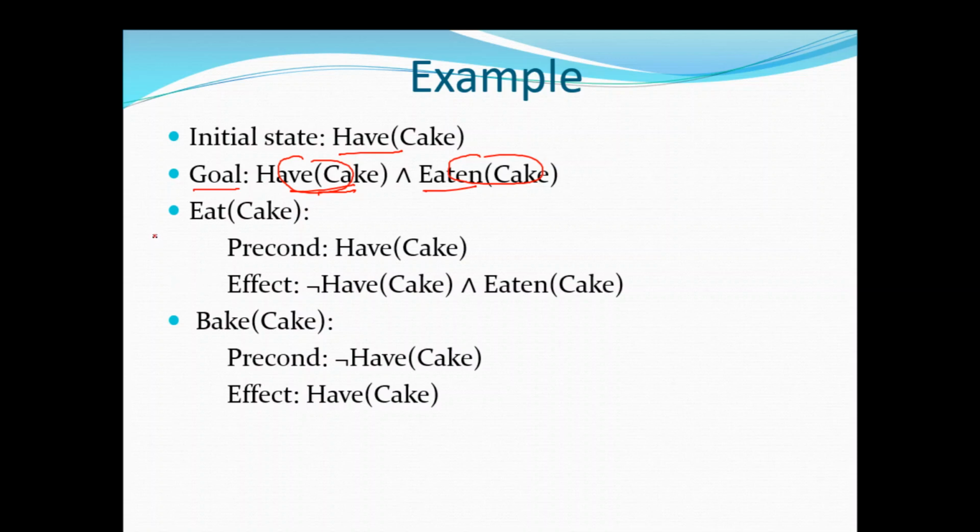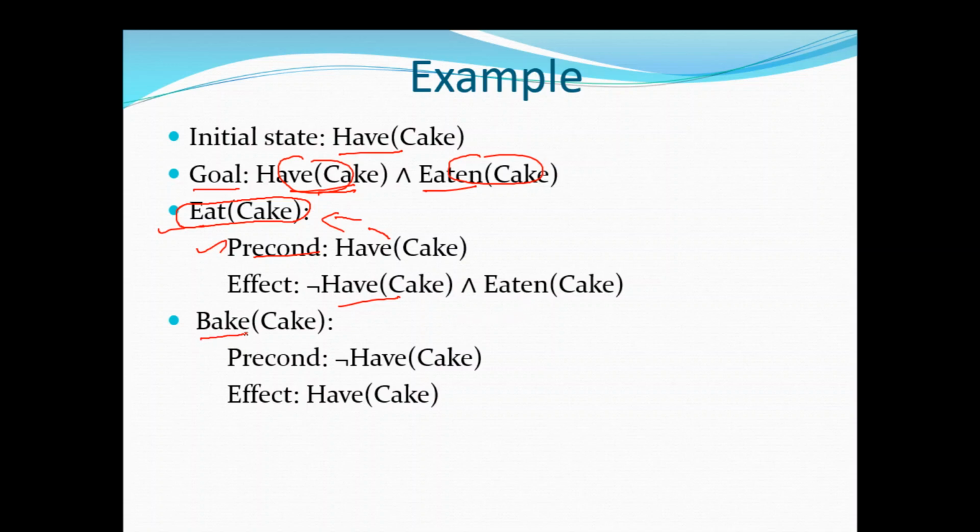So these are the actions we have. Eat cake. If you want to perform this action, what is the precondition? The precondition is you should have cake. If have cake is true, then you can apply the action eat cake. If you apply it, what will happen? There is no more have cake, so not have cake and eaten cake. The old cake disappears and also eaten cake becomes true.